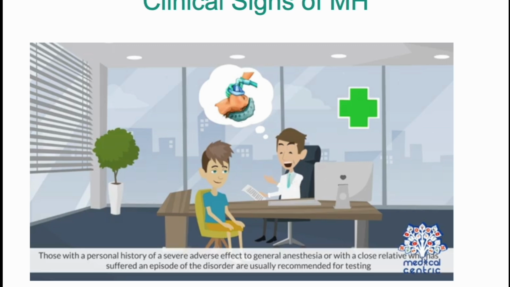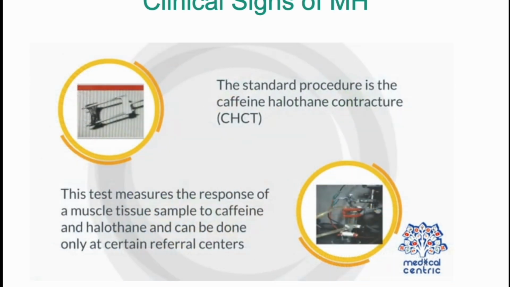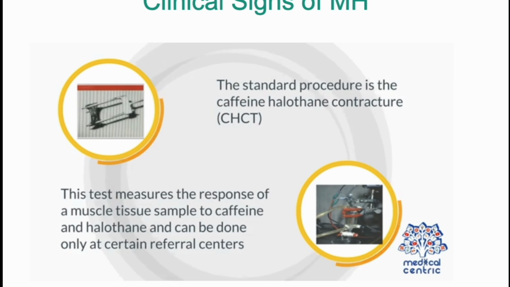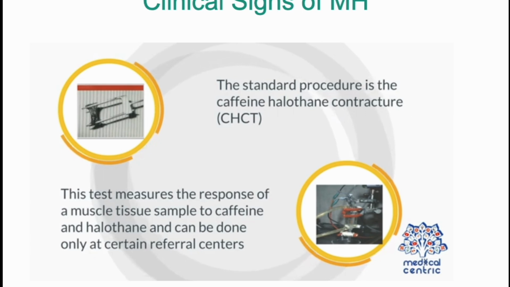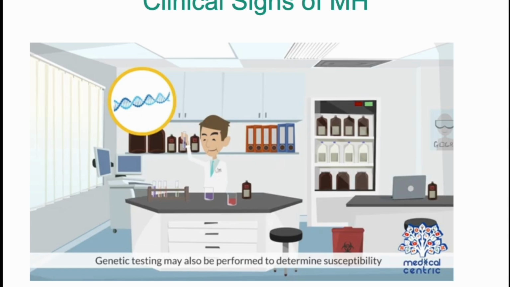Those with a personal history of a severe adverse effect to general anesthesia, or with a close relative who has suffered an episode of the disorder, are usually recommended for testing. The standard procedure is the caffeine halothane contracture test, or CHCT. This test measures the response of a muscle tissue sample to caffeine and halothane and can be done only at certain referral centers. Genetic testing may also be performed to determine susceptibility.